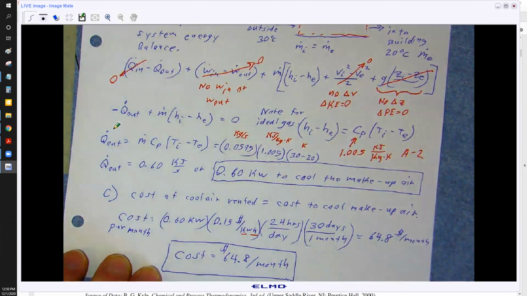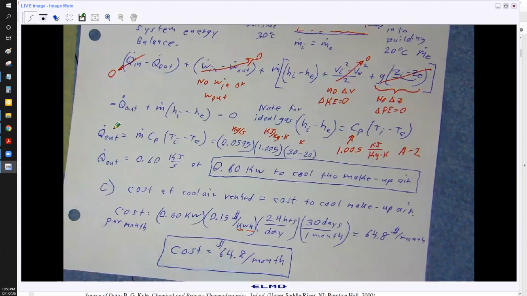So that's how you do the problem. Notice the kilowatts cancel, the hours cancel, days cancel. We're left with just dollars per month. So there you go. This is why it costs money to keep buildings up.